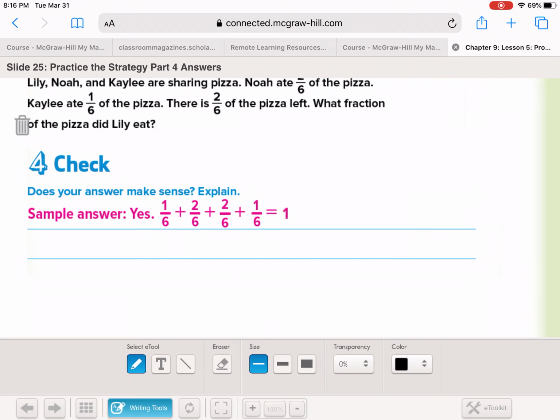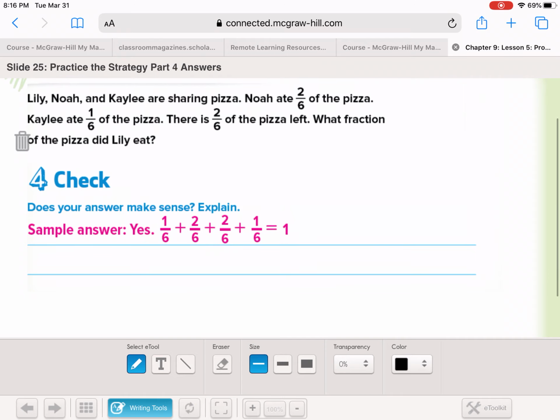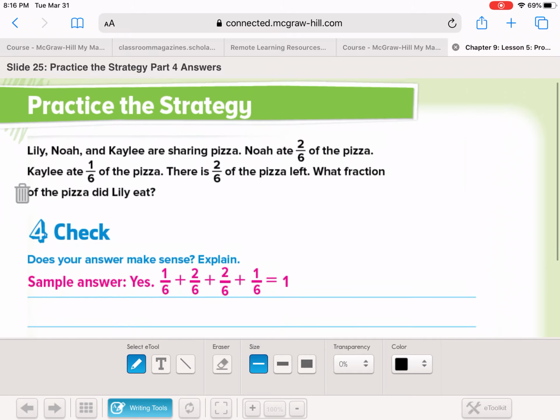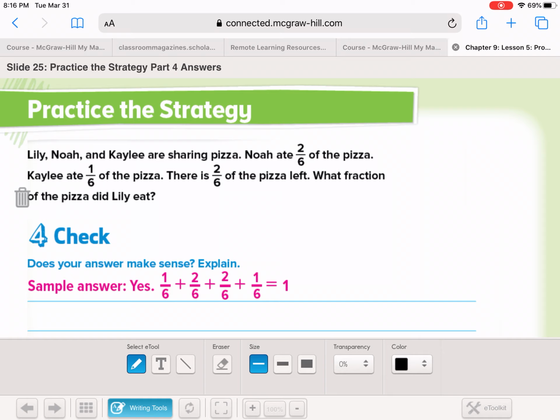See this 1 here? I can't circle it. It won't let me. But the 1 is the same as 6 over 6. Whenever you have the same number on the top as you do on the bottom, it's equal to 1. When your numerator and your denominator are the same number, that's equal to 1 whole.